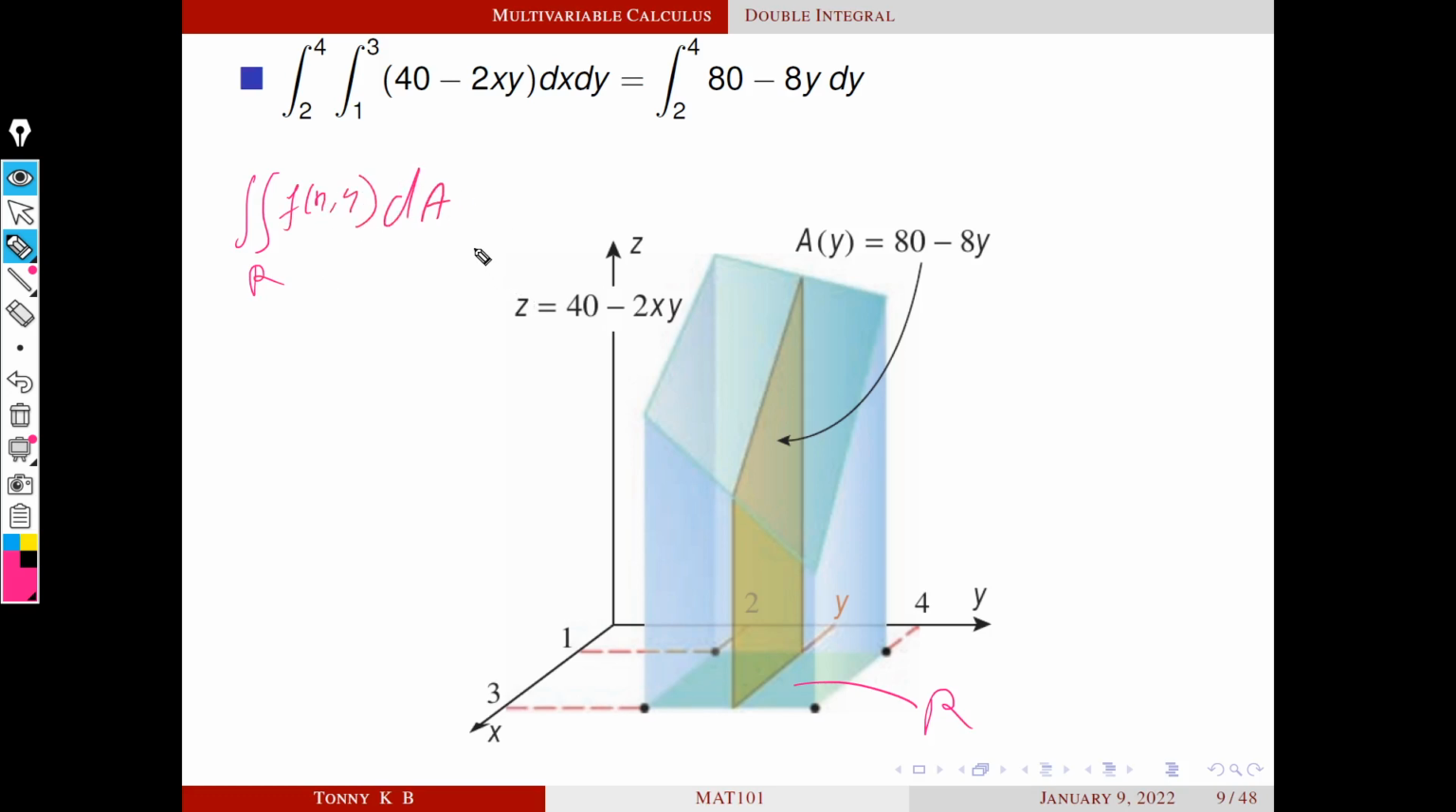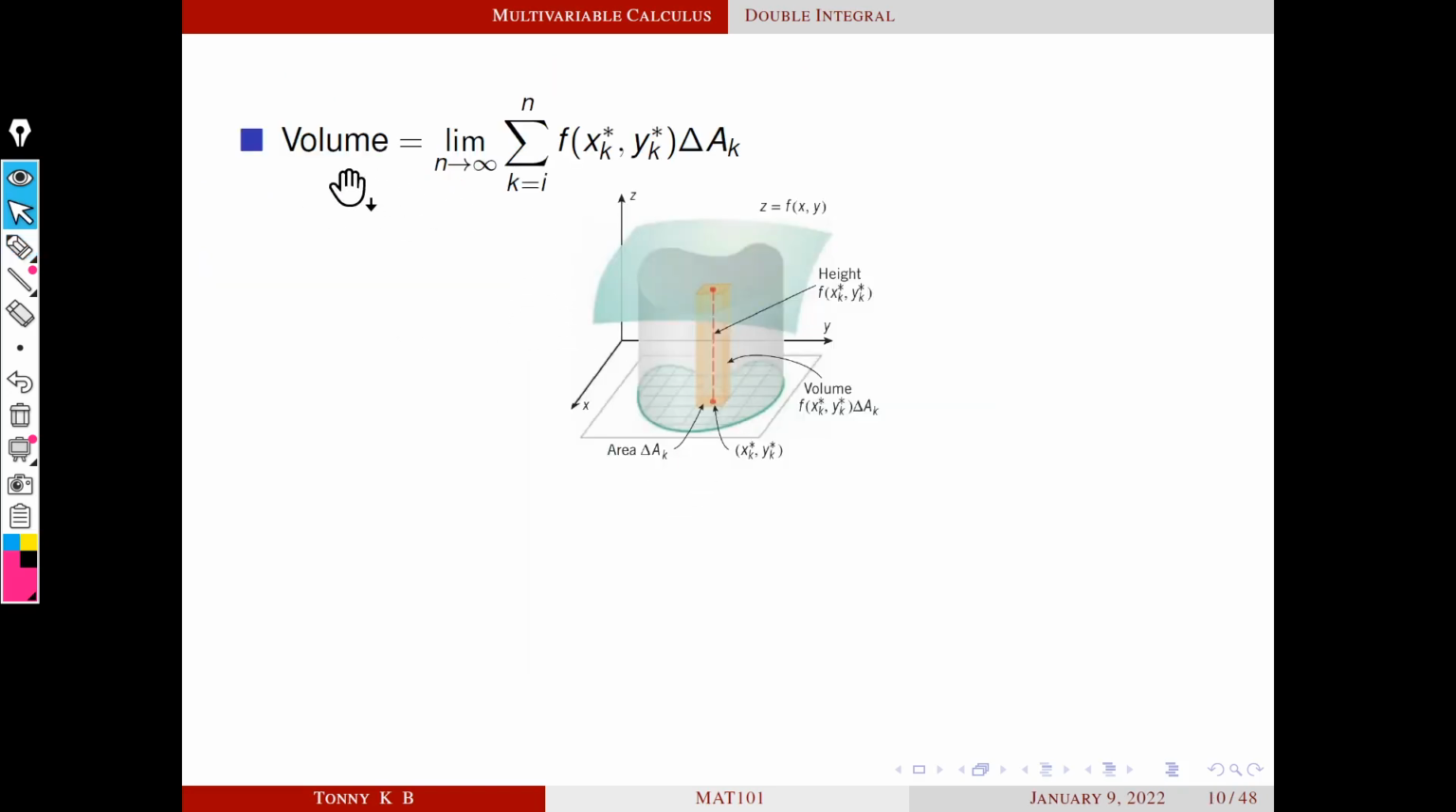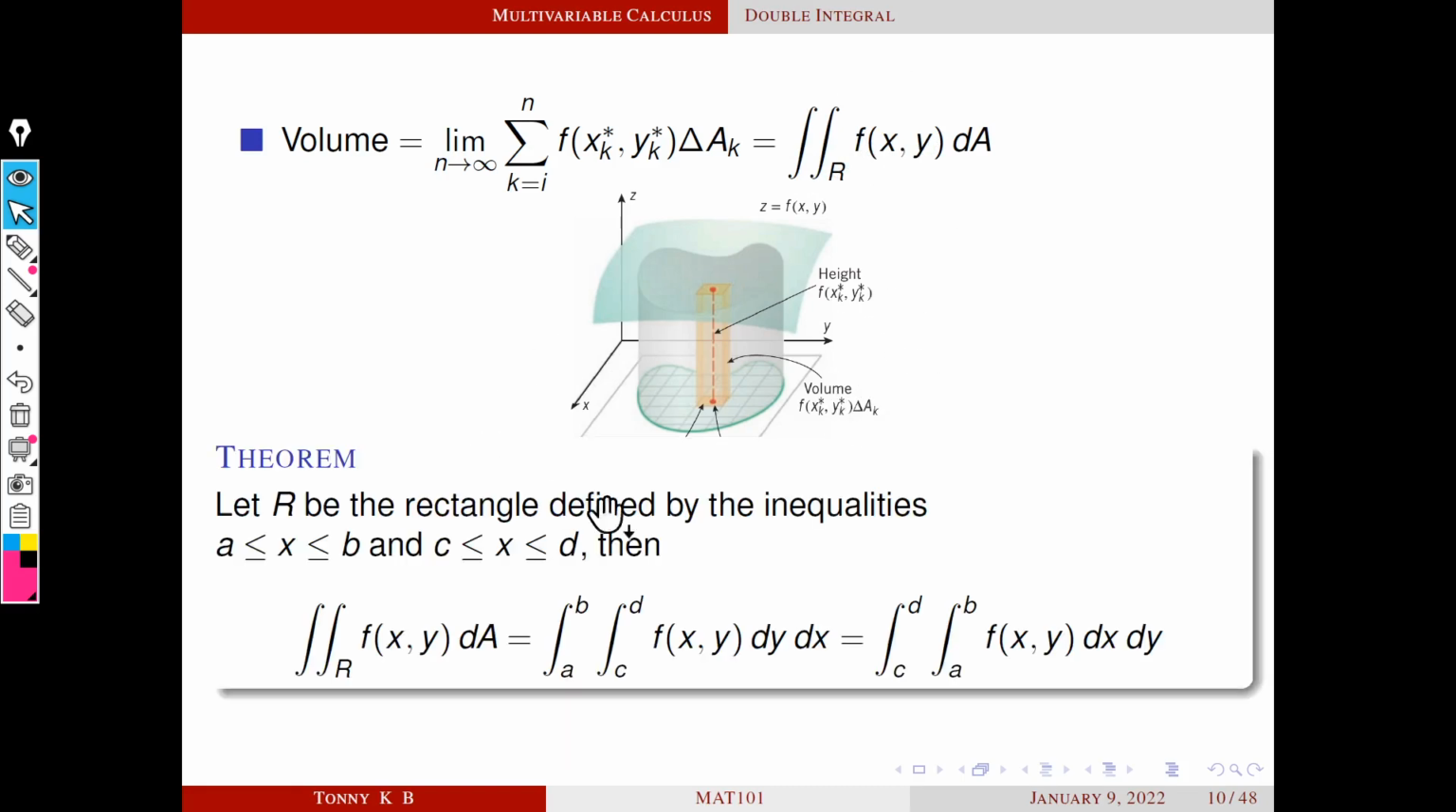So now we have iterative formulas for evaluating such double integrals. That means if the region is rectangular, then we can evaluate these types of double integrals using these iterative integrals. That means we can evaluate the volume using this formula, and we denote this formula using this notation. Now it is clear that we can evaluate these integrations using iterative integrals of single integrals if the region is rectangular.